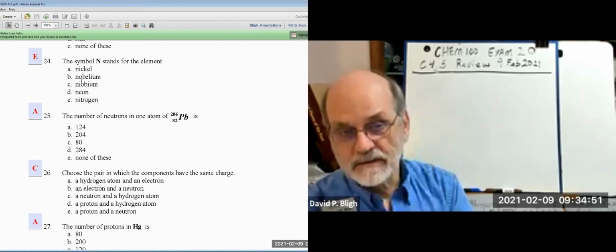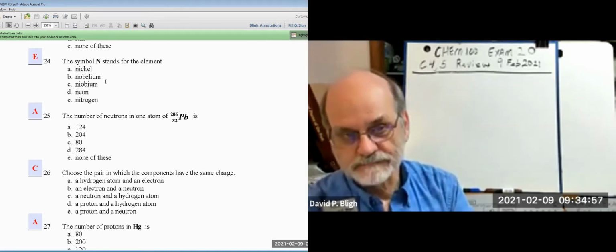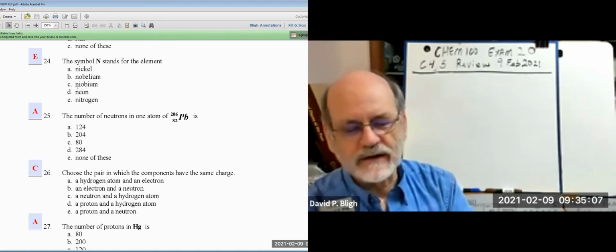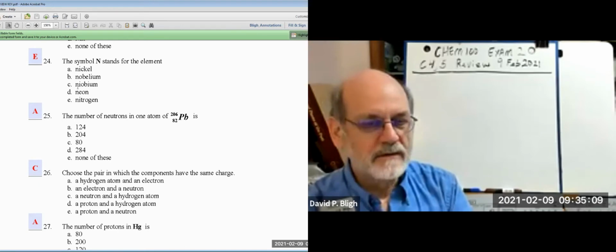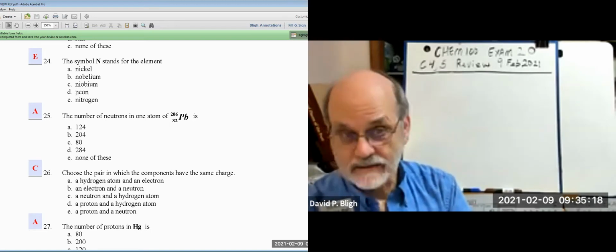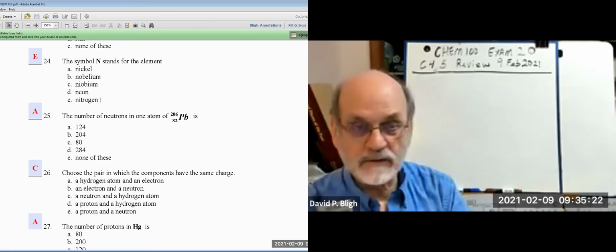See, I don't have all of them memorized either. Actually I think this was a man-made element, nobelium. Niobium, I think that one's Ni. No, not nickel, not Ni. I think that one's Nb. Neon is Ne, right? So nitrogen is the correct answer.